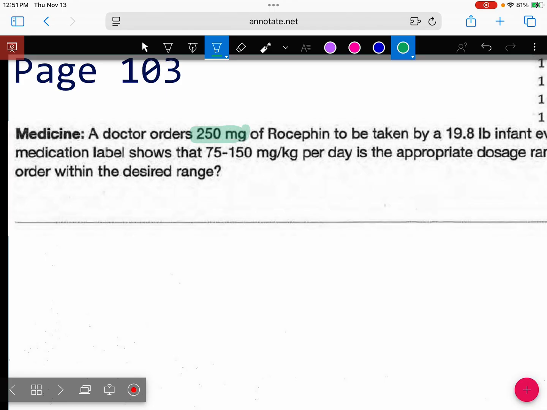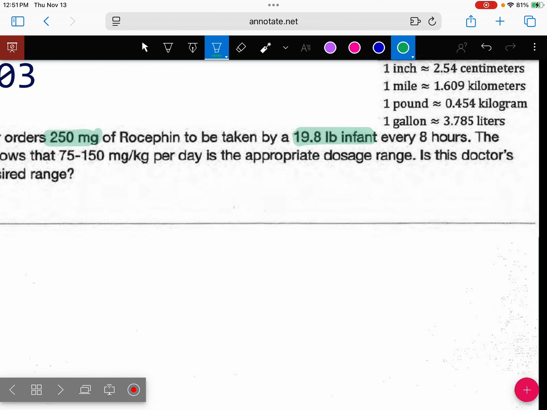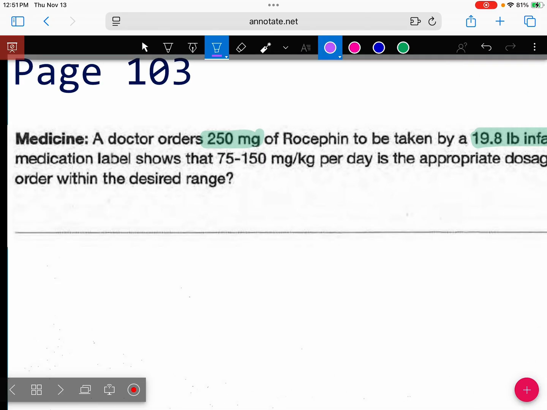250 milligrams for this almost 20-pound baby. So it's a baby. And they need to take it every 8 hours. The manufacturer tells us that 75 to 150 milligrams per kilogram per day is an appropriate dose. So this is the way that the medications get listed by the manufacturer, per day.